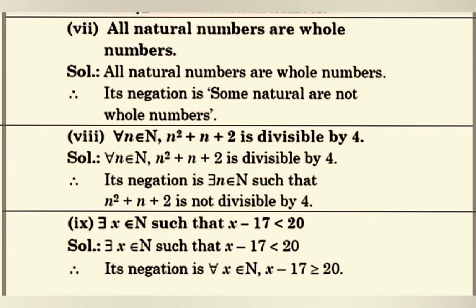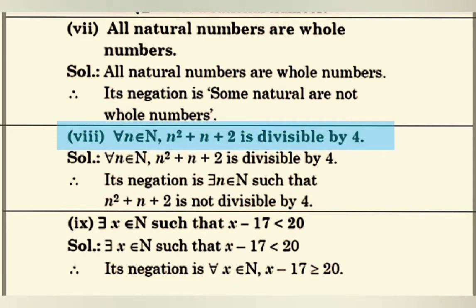Let's see, all natural numbers are whole numbers. Solution here: all natural numbers are whole numbers, right, as it is, and its negation is some natural numbers are not whole numbers, meaning this "all" is replaced by "some". Remember, this word is replaced by "some", and "are whole numbers", and we write "are not whole numbers". This is the negation of the given statement.